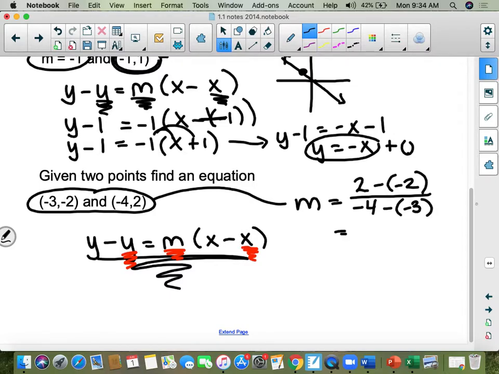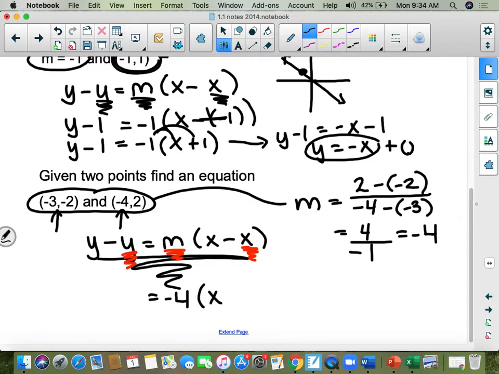2 minus a negative 2 is a positive 4, and you're going to get a negative 1 here, so you're going to get a negative 4 for your slope. So in place of m, I'm going to put a negative 4. It says that the line goes through both of these points, so it doesn't matter which one you use for your x and y.